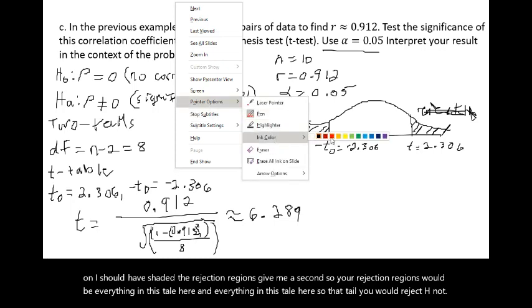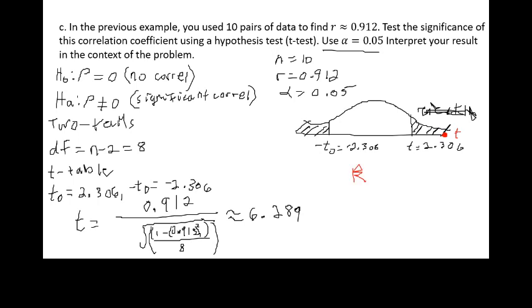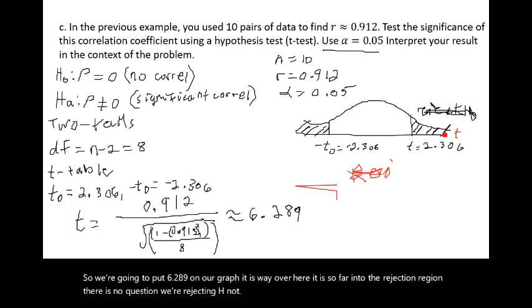So we're going to put 6.289 on our graph. It is way over here. It is so far into the rejection region. There is no question we are rejecting H naught. Oh, goodness. Let's try that again.